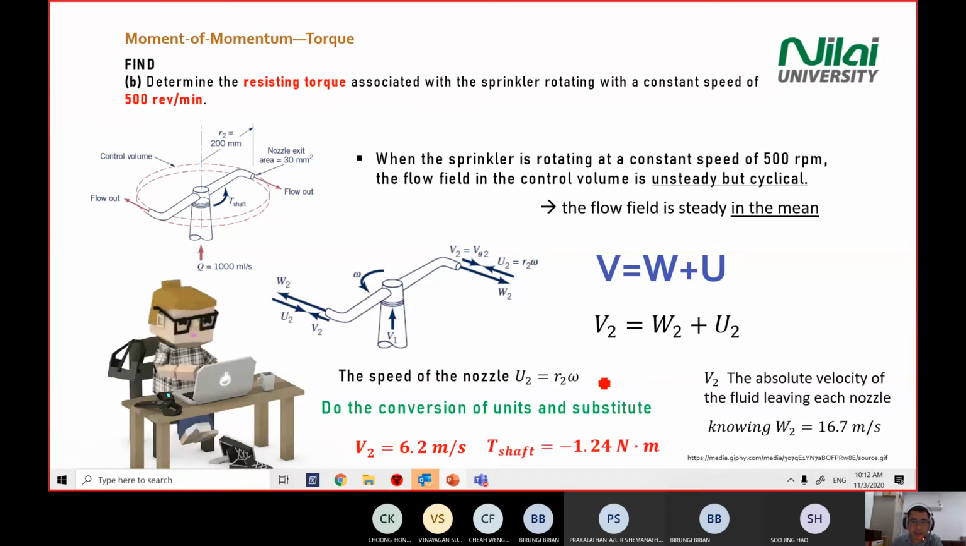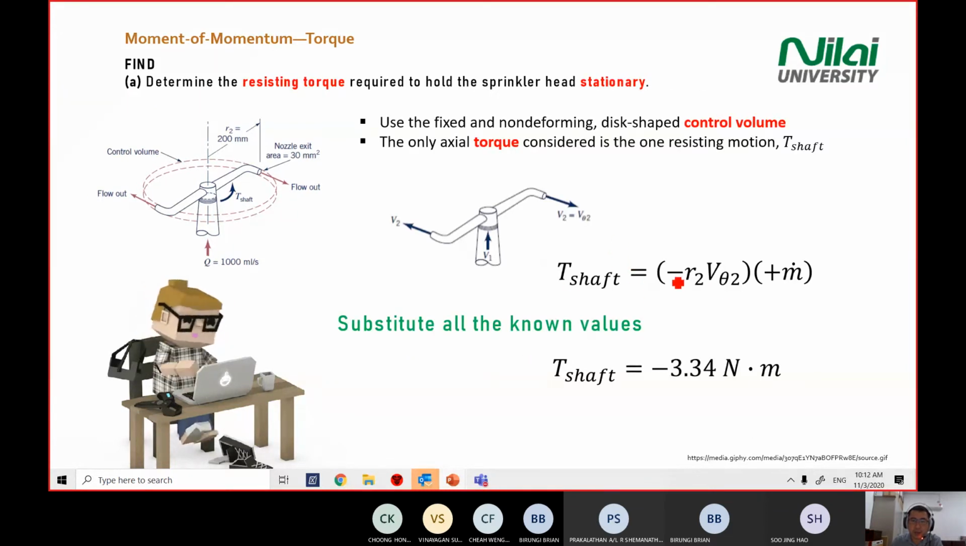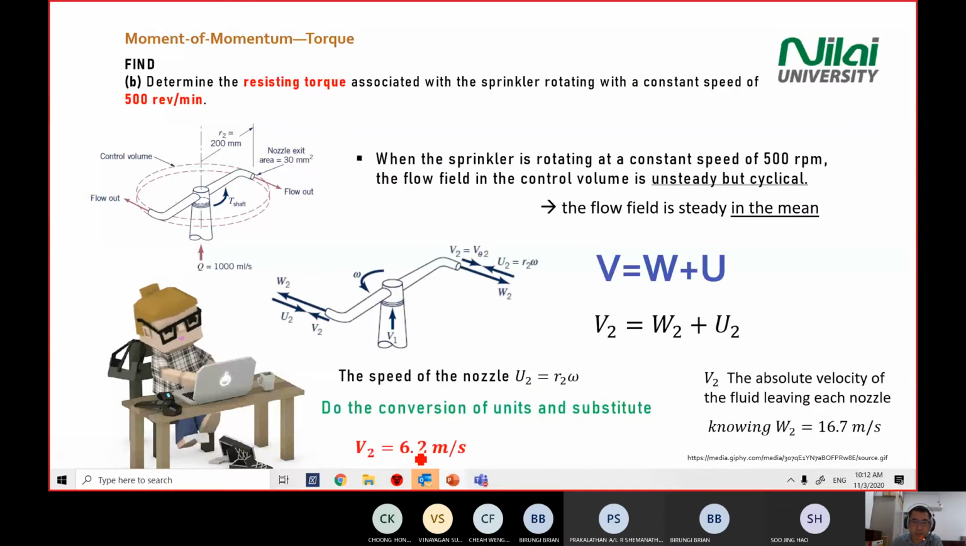And you can calculate your T shaft because you need to calculate your torque. The equation for torque is given by this one just now. Torque of the shaft equal to negative R2 V2 times your m dot. M dot you are already given. So you just substitute the V2 just now. Once you calculate your V2, 6.2, you substitute into the equation, you get the torque is negative 1.24 Newton meter. So you can see when it's not moving and moving, the torque has a different value.